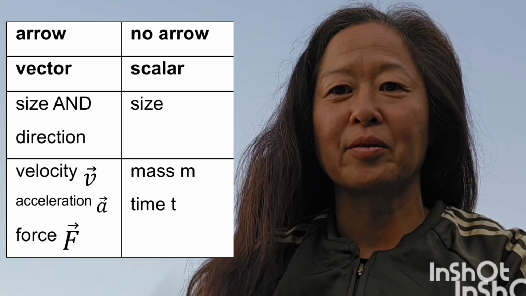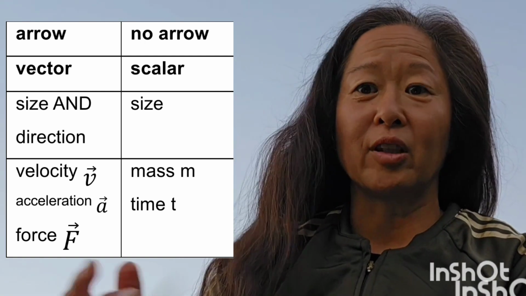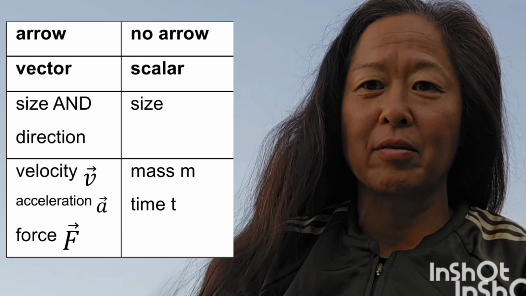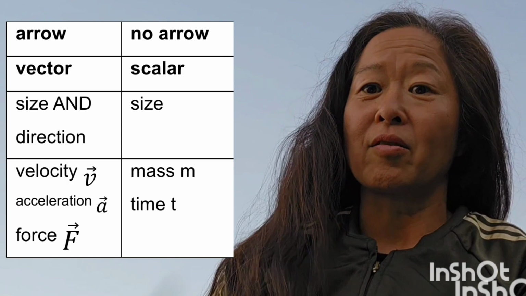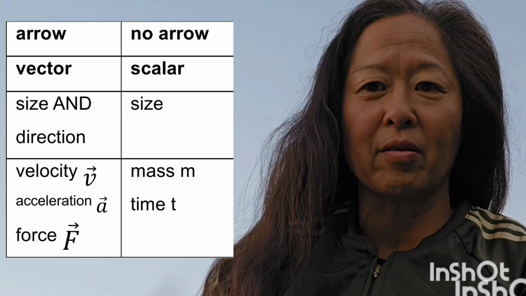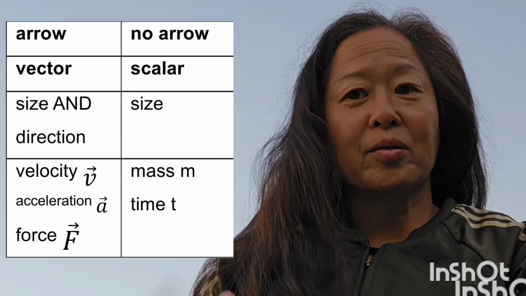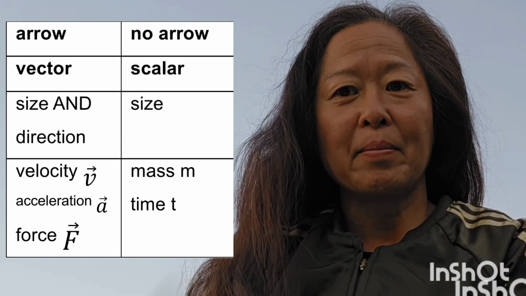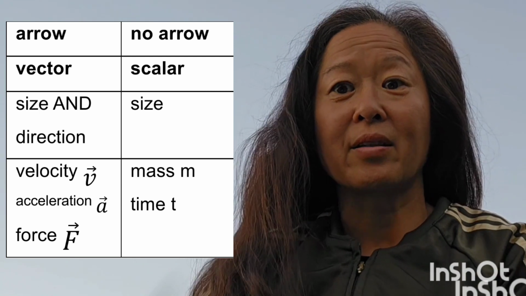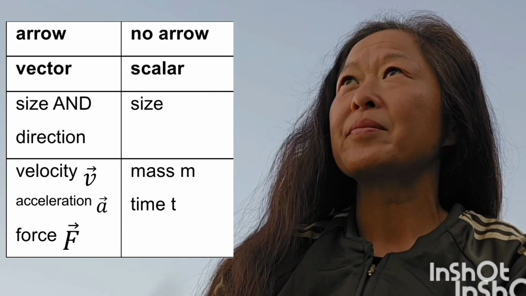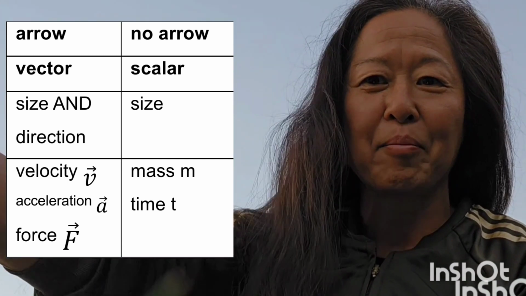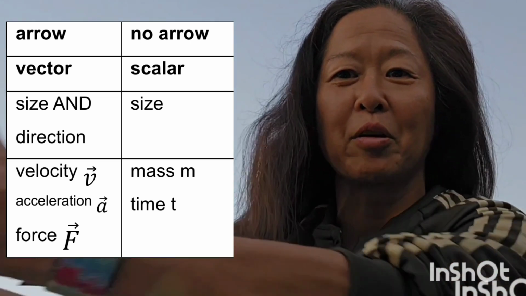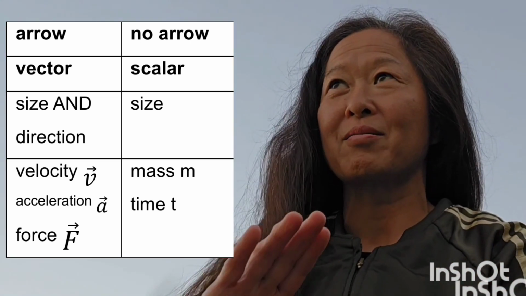So for example, the first ones you'll encounter are velocity, lowercase v with the arrow, acceleration, lowercase a with the arrow, and force, uppercase F with the arrow. Now examples of scalars, on the other hand, are mass, lowercase m, and time, lowercase t. Now I suppose you could argue that time moves forward, so it does have a direction, but since we can only go forward in time, we can't go backwards, we'll just consider it a scalar for our purposes.